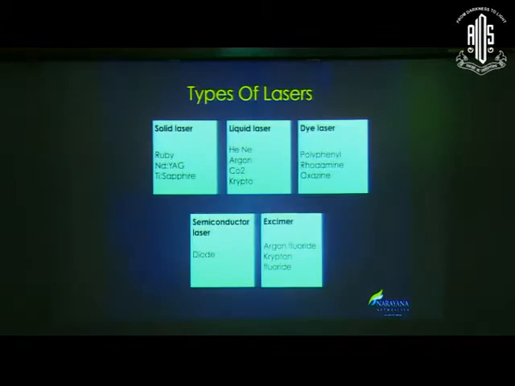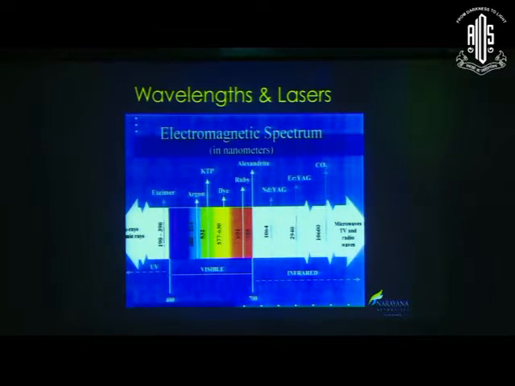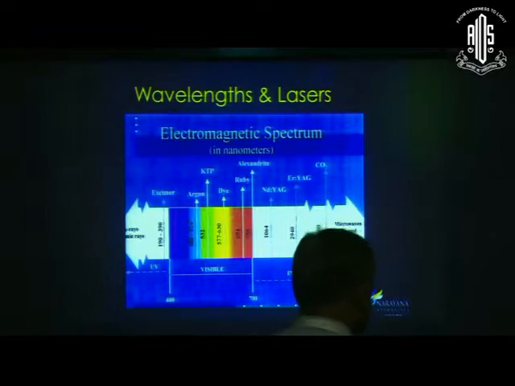So there are different types of lasers: solid lasers, liquid, dye, semiconductor laser, and excimer. Some of them have been outdated in their use, and most of them are still being used in current practice for different reasons. So this is the electromagnetic spectrum in nanometers. You will see where the different types of lasers lie.